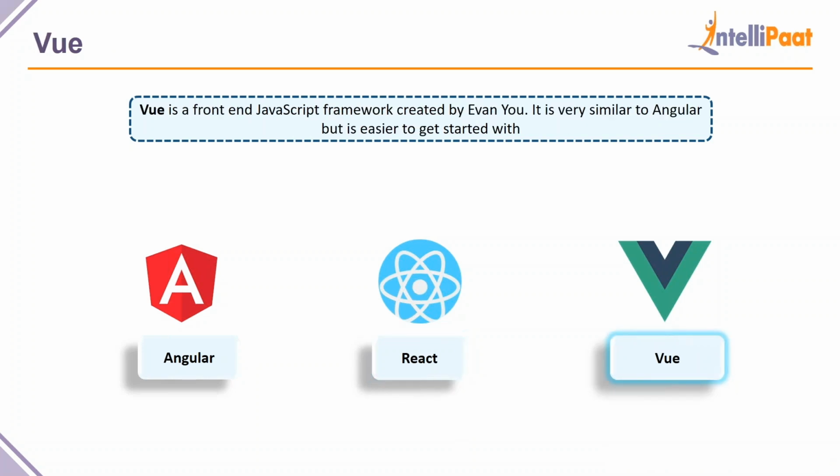Then comes Vue. So Vue or Vue.js is a front-end JavaScript framework that is created by a guy named Evan You. He's an ex-Google employee. He built it after using Angular because he found it a little difficult to get started with. And this framework is very much like Angular, but it's considered to be much easier to get started with. So if you're trying out Angular and it doesn't make much sense to you, then you can try out Vue. And if you don't like either one of them, then you can try out React as well.